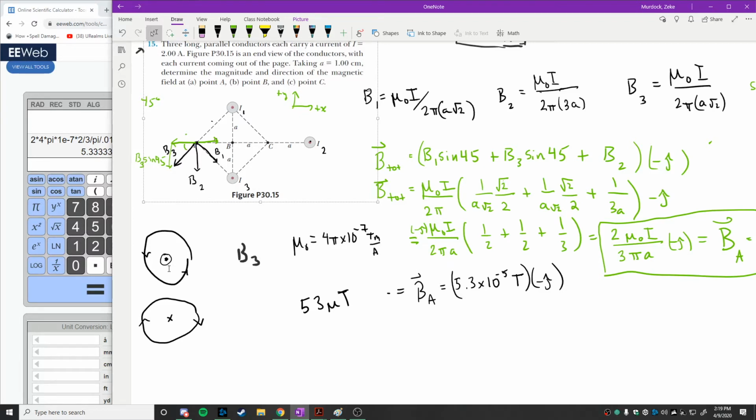Does that make sense? Okay. And then you do the opposite. You point your thumb into the screen for the one that points into the screen. Does that make sense? So that's how. Okay, any other questions?